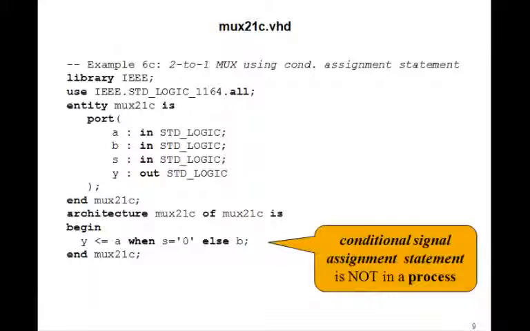Okay, there's another way to solve this multiplexer problem. We can use what's called a conditional signal assignment statement. This is sort of a shorthand if statement, if you will, but does not have to be in a process. In fact, it isn't in a process. It's an assignment statement, like you'd write a logic equation, except we say Y gets assigned A when S equals 0, else B. That means if S is not 0 or 1, then it gets assigned B. So this one statement is the same as the if statement we had in the process. So it's sort of a shorthand called the conditional assignment statement.